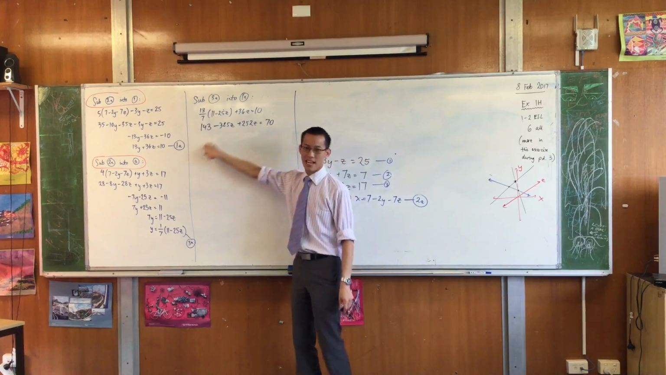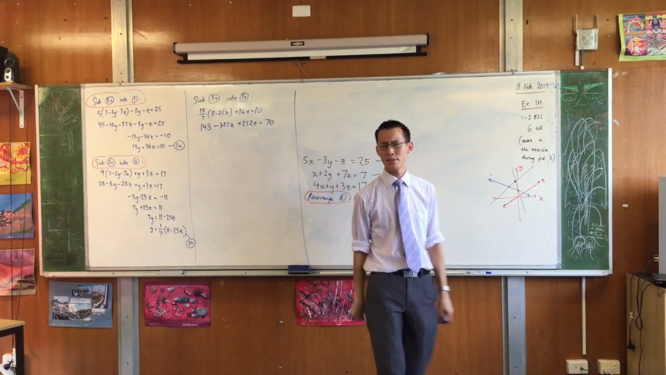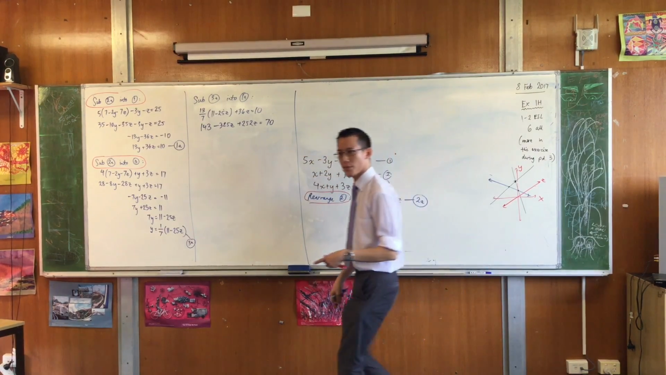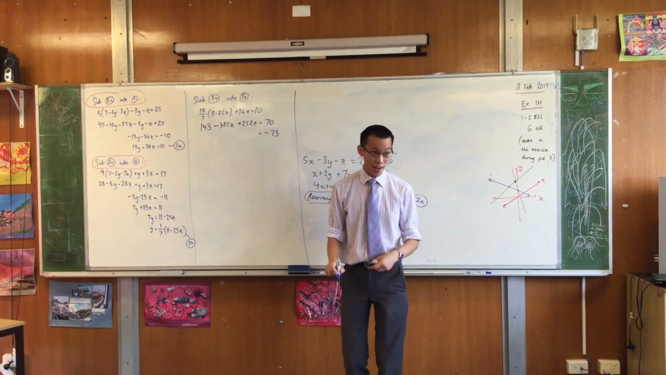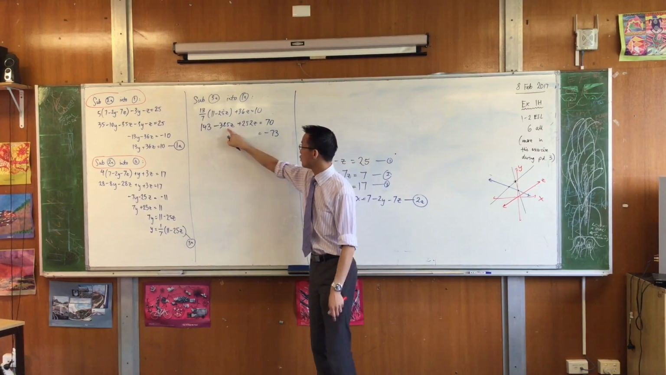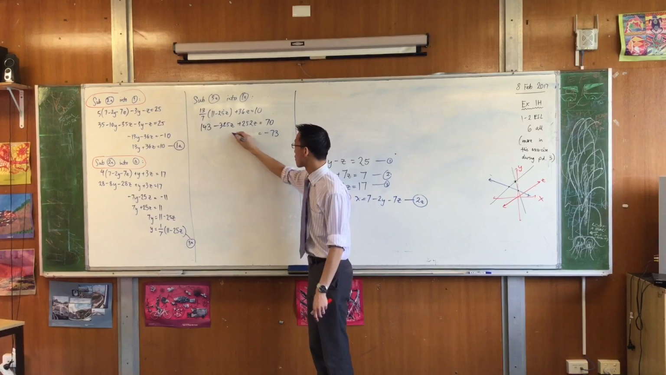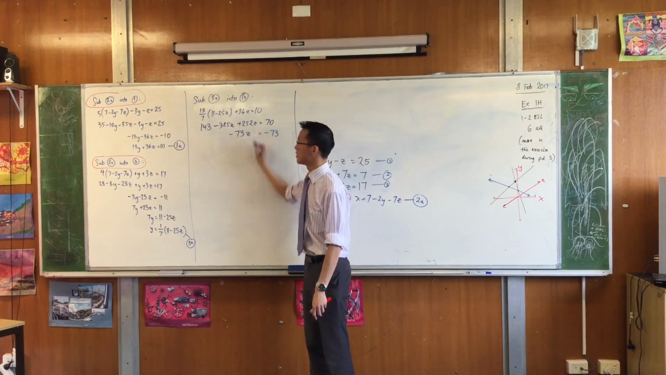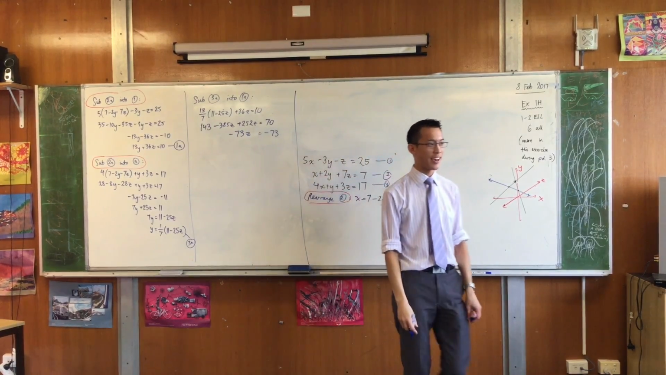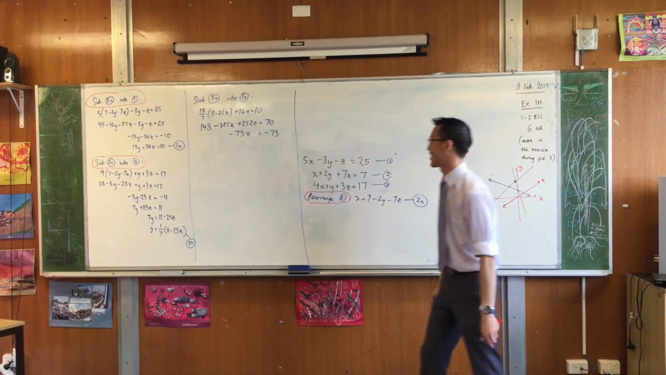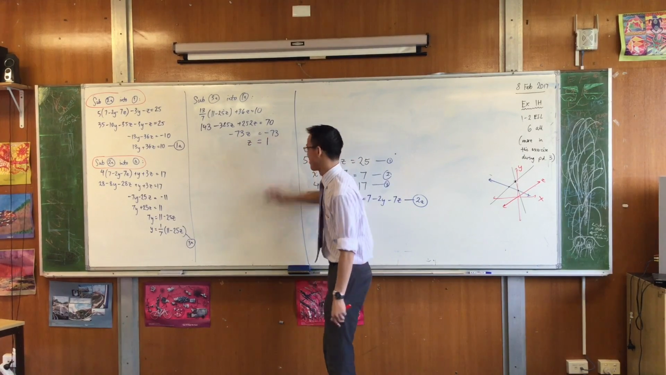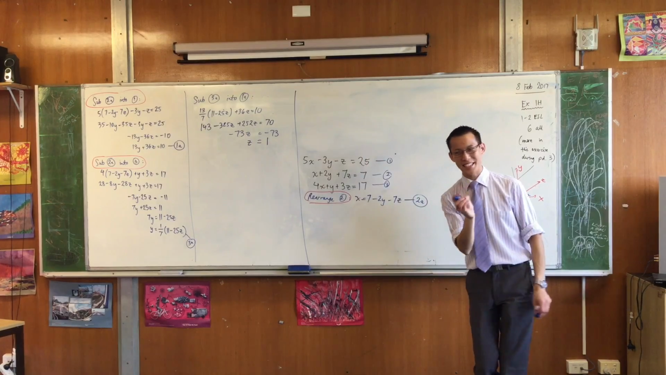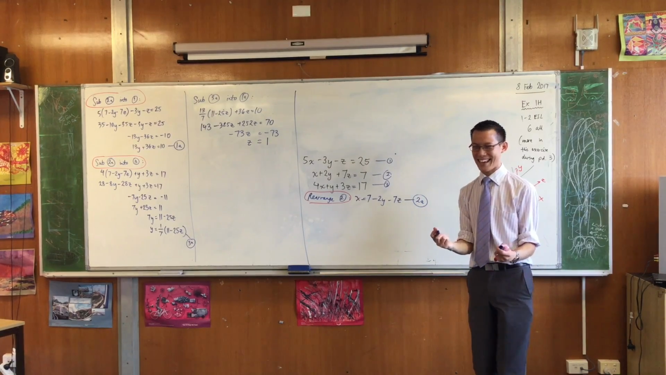What's 70 take away 143? You can do that in your head, can't you? I think. It's negative 73. And you can confirm with your calculator that if you do this subtraction here, I'm pretty sure you get negative 73. Again, that's a good sign. Okay? So that, after all that work, gives you z equals 1. Okay? I'll admit, it is slightly disappointing. You're like, I did all that work, and it's just 1.